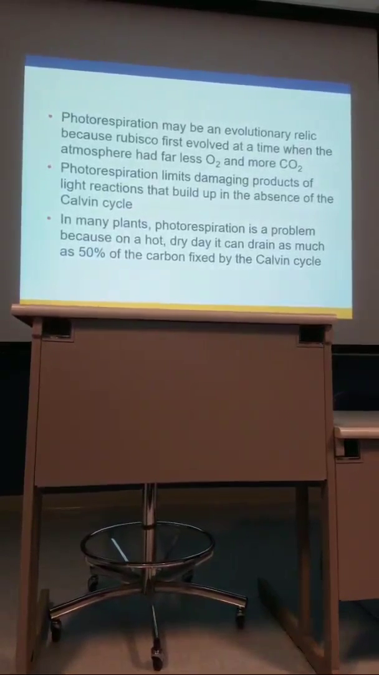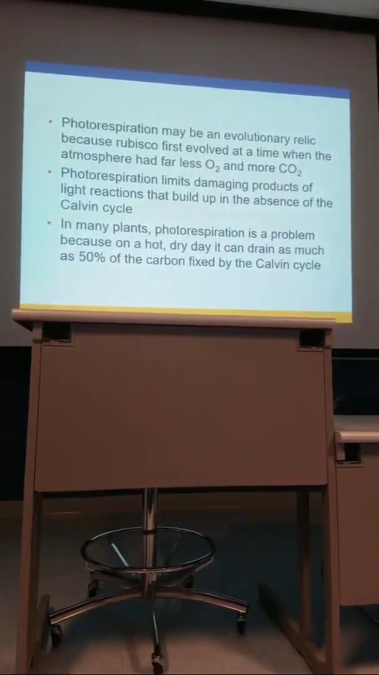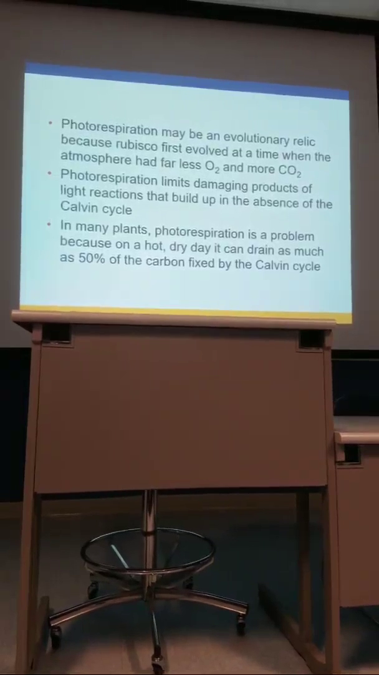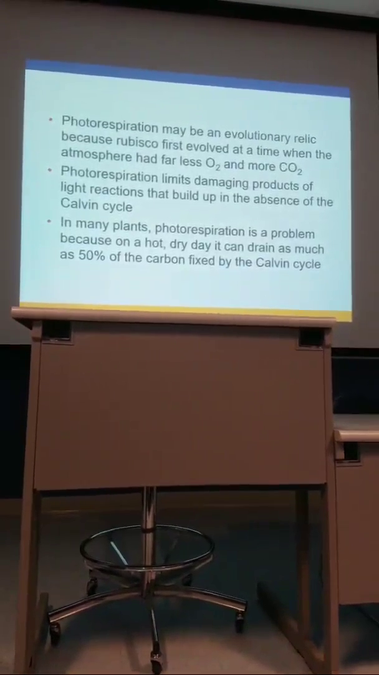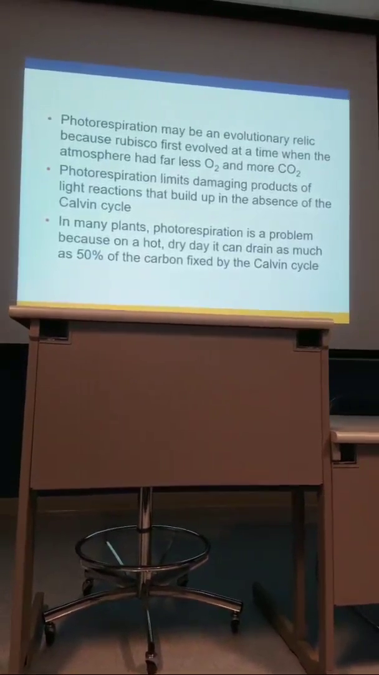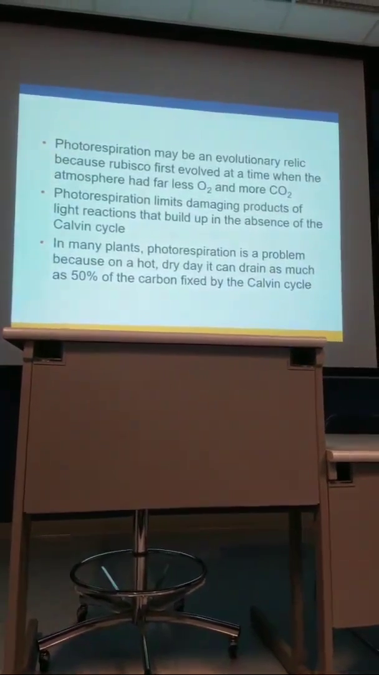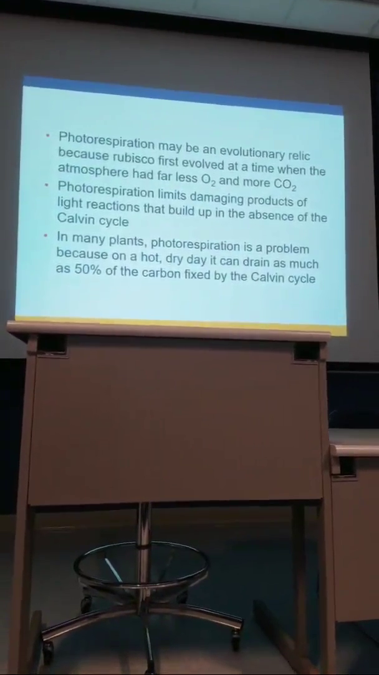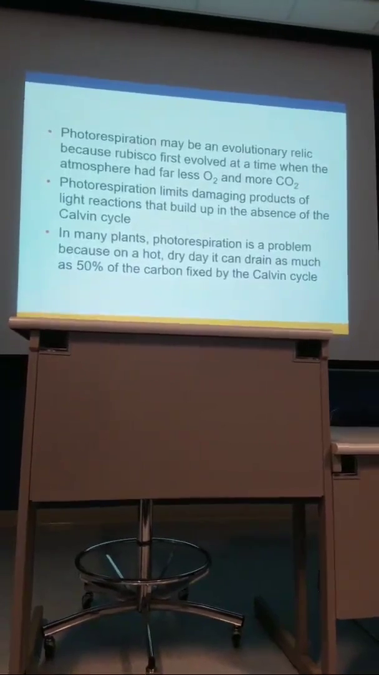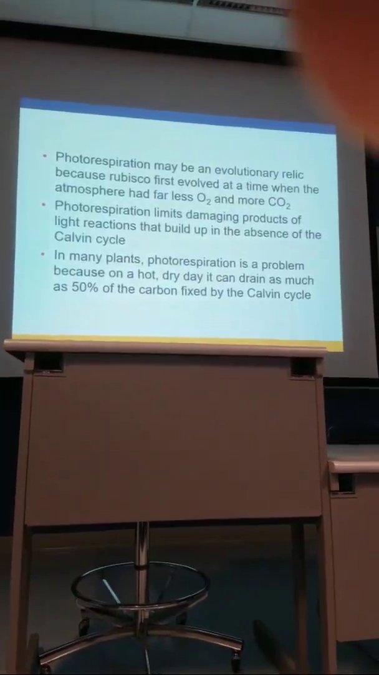Notice the middle. One of the purposes for this: anytime you start to get byproducts or products built up within a system, if they're not doing something useful, they're usually doing something negative. And in this case, photorespiration limits damaging products of reactions that build up in the absence of the Calvin cycle. Since the Calvin cycle is not functioning, it doesn't want the parts of it in there, because they can do other things that would be damaging. Remember, things such as oxygens can become free radicals and damage tissues, the nucleic acid within the nucleus, whatever.